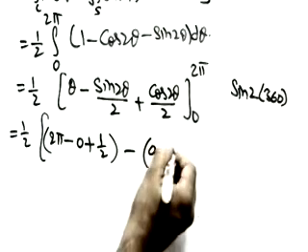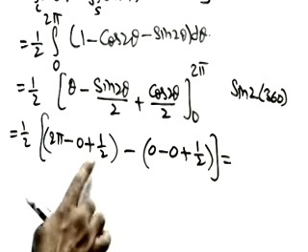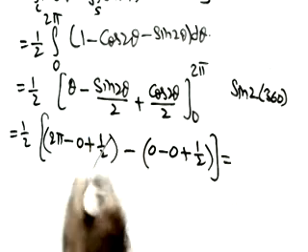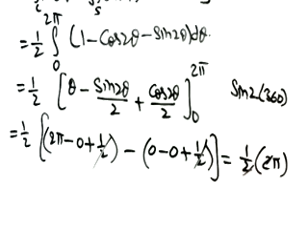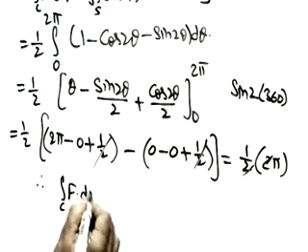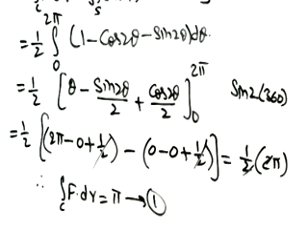Now the lower limit is 0. If you keep 0 here, sine 0 is 0 plus cos 0 is 1, so this is 1 by 2. If you multiply with minus, minus 1 by 2 plus 1 by 2 will get cancelled, leaving the zeros. 1 by 2 into 2 pi, the 2 will get cancelled. Therefore, for the left hand side we got the line integral of F dot dr equals pi.